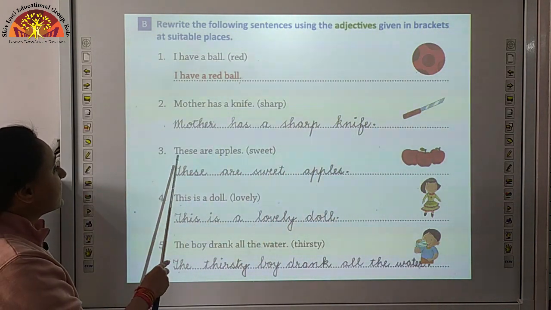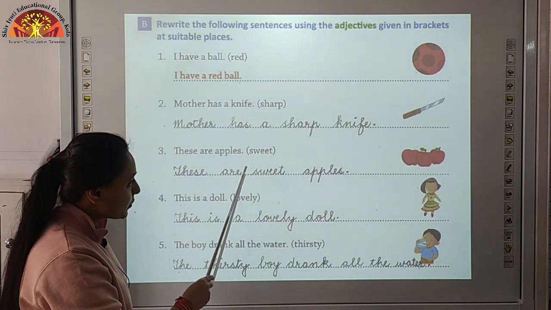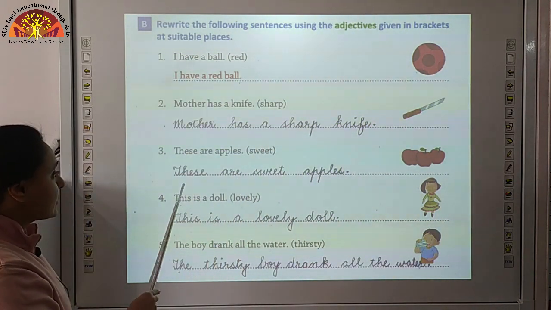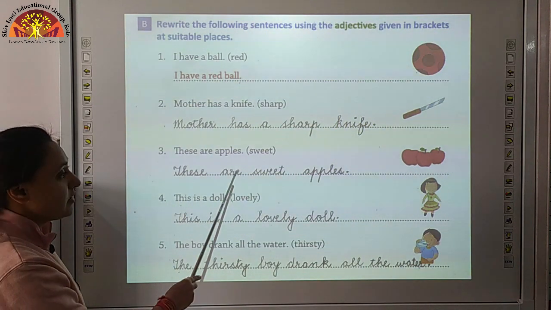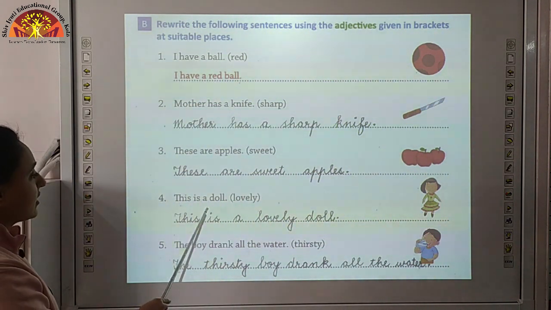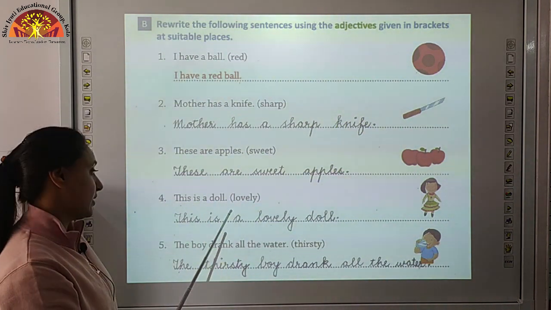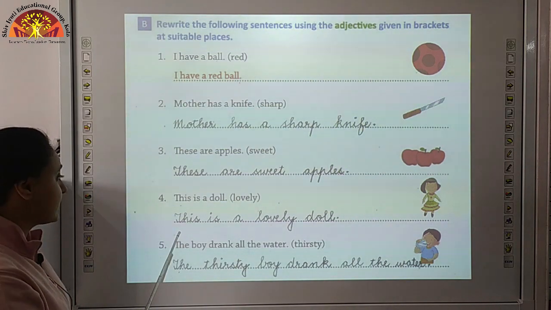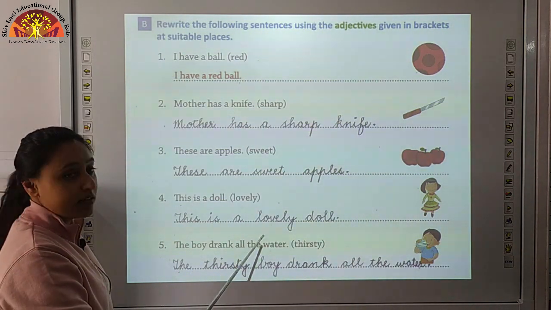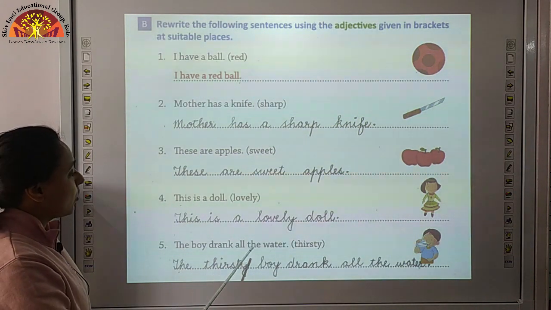Number 3, these are apples. The adjective given for apples is sweet. Now we will rewrite the sentence. These are sweet apples. Okay. Number 4, this is a doll. The adjective given for doll is lovely. Okay. So now we will rewrite the sentence as, this is a lovely doll. Number 5, the boy drank all the water.